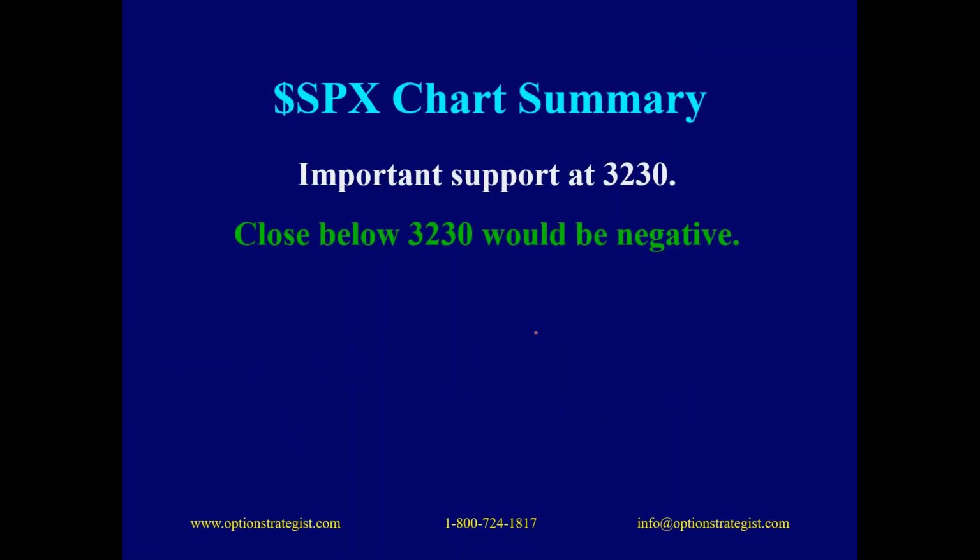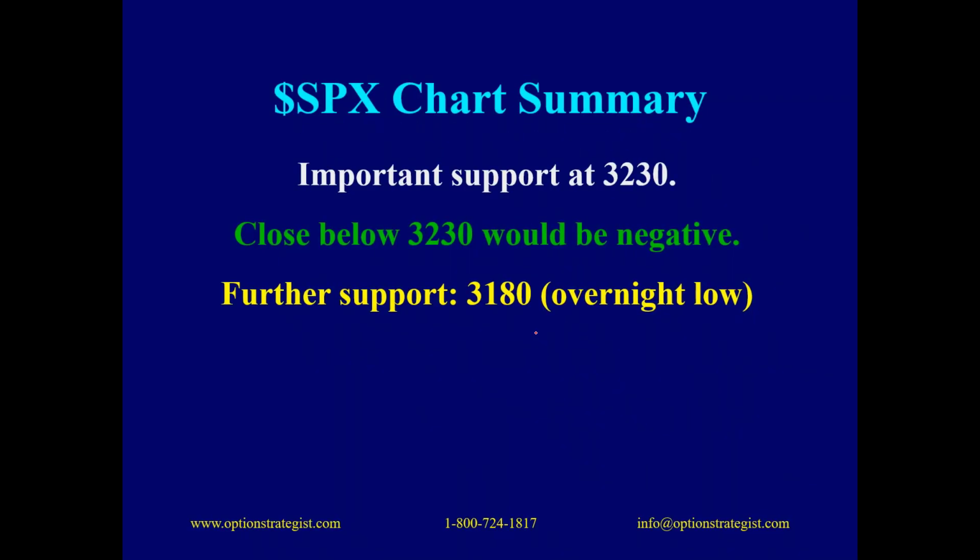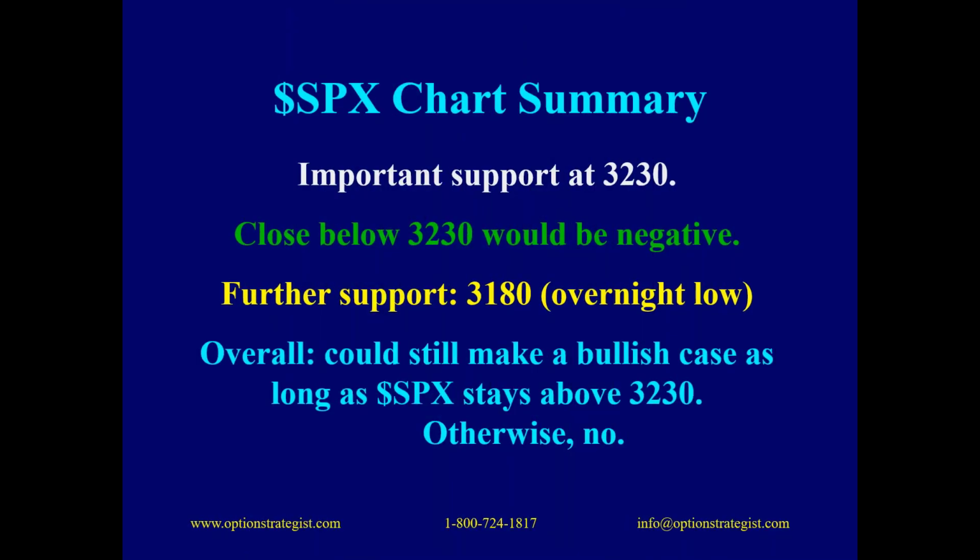Just to summarize here, a close below that 3220 would be negative. There is further support down to 3180. The night that the U.S. drone killed the Iranian general, futures traded off to 3180 that night and then back up again. So that is an established support level in a sort of odd way with overnight futures trading. So we can still make a bullish case as long as SPX stays above the support. But if it falls below there, that would definitely turn the chart bearish.